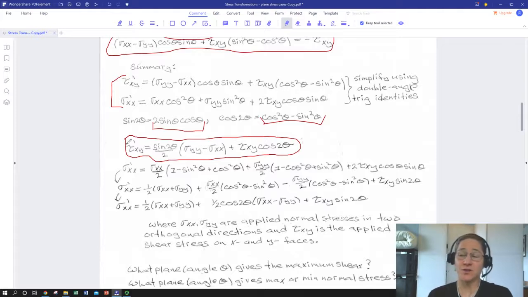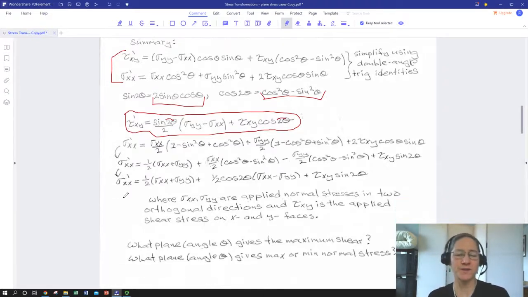So the shear stress on our tilted plane in the xy direction, and this is for a body that is in plane stress in the xy plane, is going to be equal to 1/2 of sine 2 theta, where theta is the angle of tilt of the planar normal, times the difference between your applied normal stresses, y minus x, plus your applied shear stress in reference to the x face in the y direction, times cosine of 2 theta. So everything here is in terms of twice the actual angle of your tilted plane's surface normal.